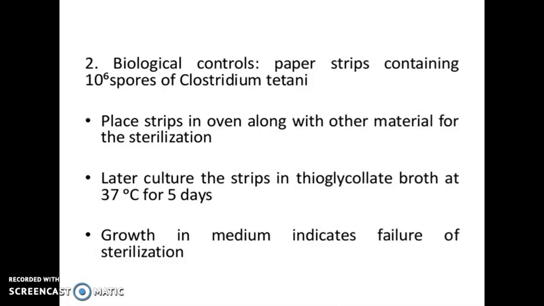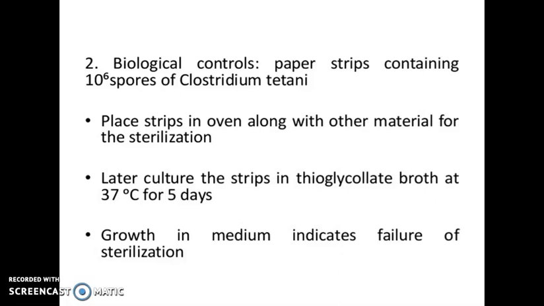This is an anaerobic type of bacteria, a gram-positive anaerobic bacteria, and the paper strips containing these 10 raised to 6 spores are placed along with the materials within the hot air oven for the sterilization. Later, after the sterilization, we take those strips and culture them in thioglycolate broth at 37 degrees Celsius for 5 days.